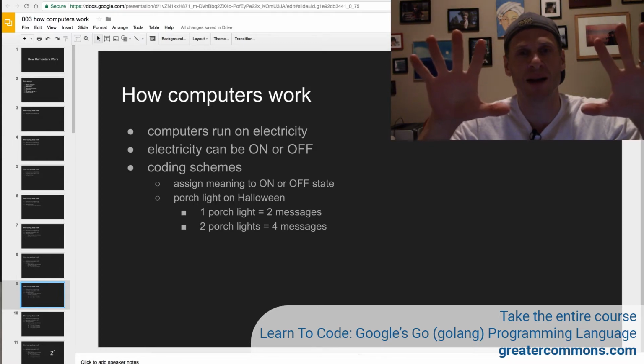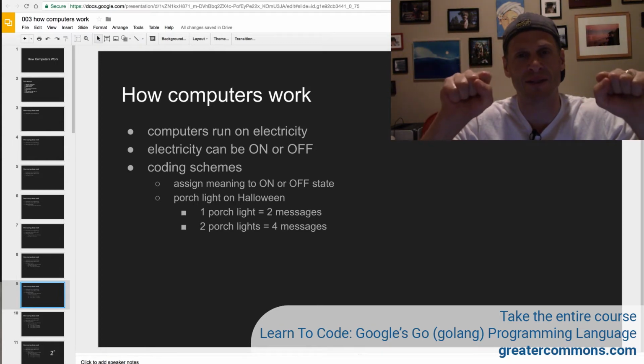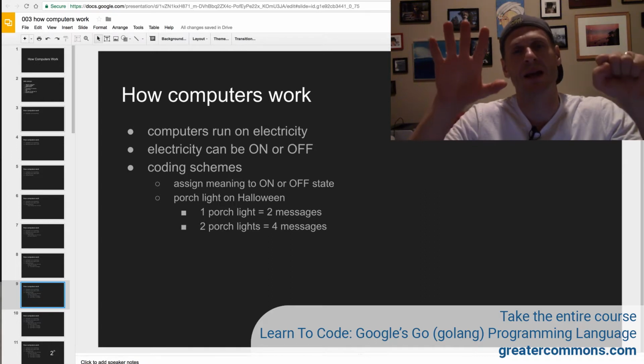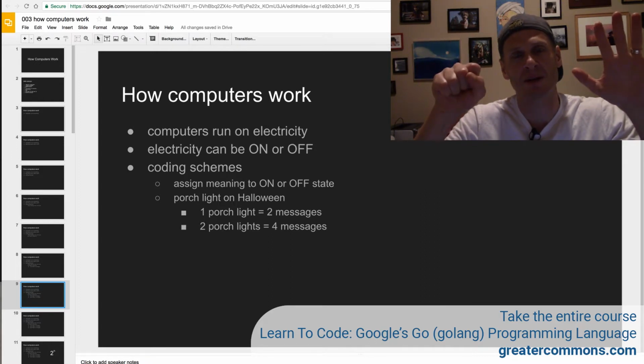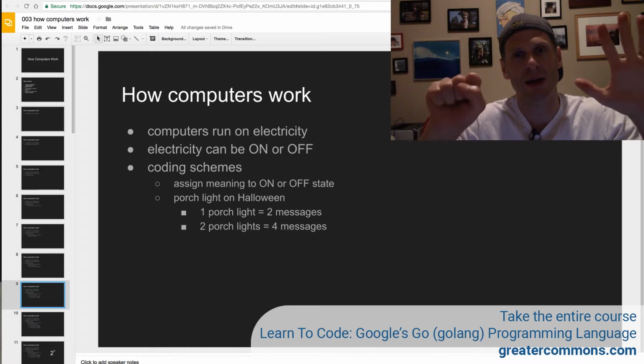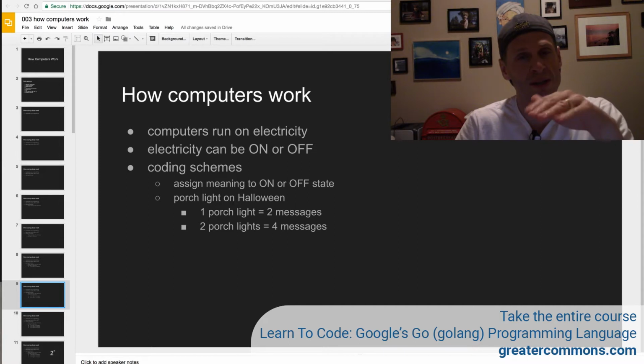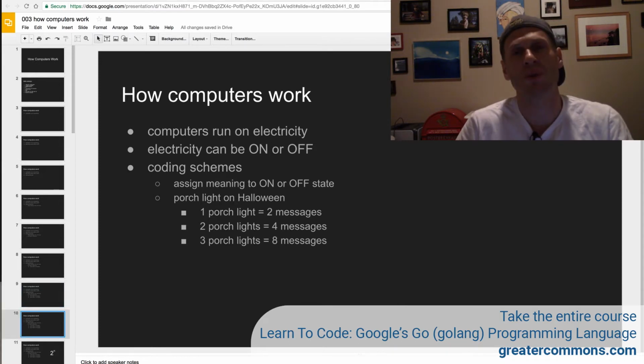They could both be on and that can mean something. They could both be off and that can mean something. This one could be on and this one could be off and that can mean something, and vice versa. And this can mean something too. So 4 different messages, right? Those 4 different messages could be associated with those 4 states, those 4 arrangements of on or off. So what about if we had 3 porch lights?